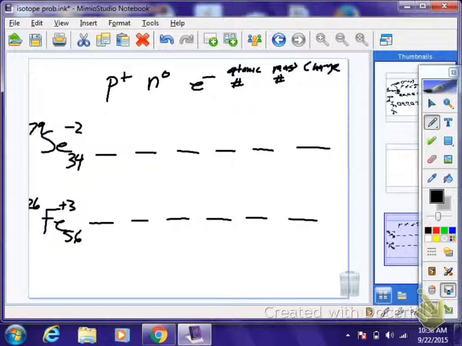For iron, you actually have the mass number and the atomic number mixed up. I made another mistake. This should be 56 and that should be 26. So make sure you make that change. When you're in a hurry doing things, sometimes you don't write things right. That's what I do. So make sure that's 56 and that's 26.